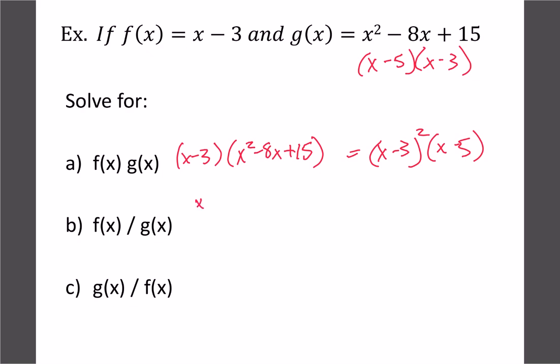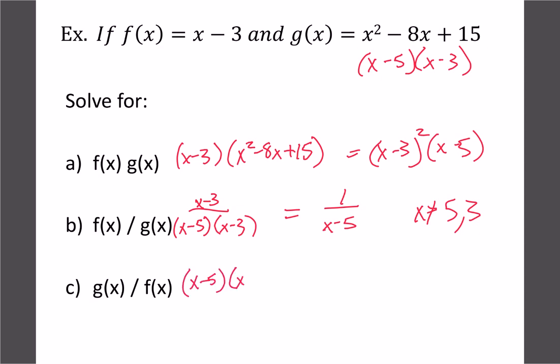If we're dividing, so in this case we have x minus 3, and let's write it as the factored form. So we have x minus 5, x minus 3. So you can see in this case our x minus 3's would cancel. So that'd be the same thing as 1 over x minus 5. But remember with dividing, we've got to make sure x doesn't equal 5 or 3. And our last one would just be the other way around. So we'd have our quadratic on the top, x minus 3 on the bottom. In this case it would cancel, so we just get x minus 5. And in this case, x can't equal 3.